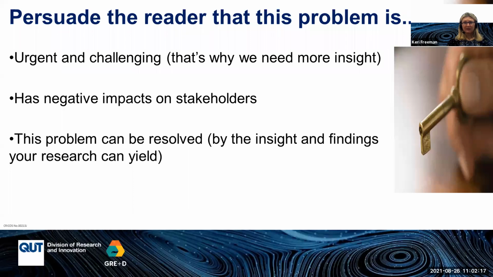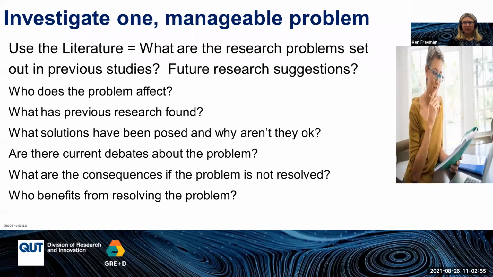So the key is, as we keep saying, your research problem. Not only do we need an explicit and clear research problem, we also need to persuade the reader that it's urgent, that it's something that's challenging, which is why we need your study. There are negative impacts, it needs to be resolved, and your research is going to help us do that. So your passion for your study, you need to funnel that into persuading the reader that this problem is really important for certain stakeholders, and so it's going to be valuable for you to continue with this research.